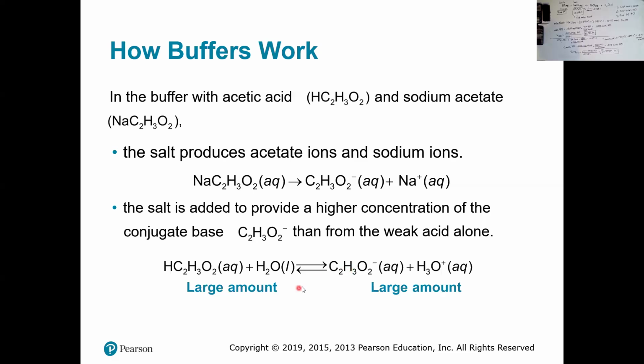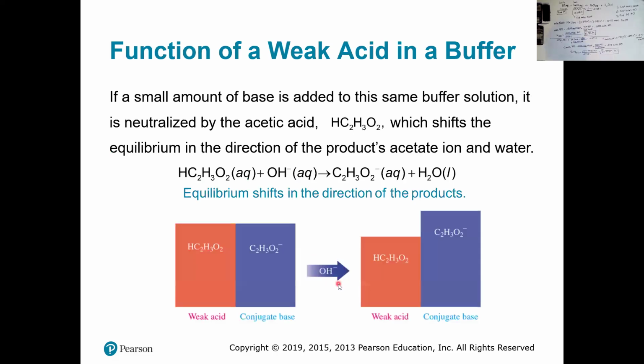And now if you add some strong base to the solution, your acetic acid will work on reacting with that strong base and making sure that the pH doesn't change. If you add a bunch of HCl to the solution, your acetate ion will work on reacting with the HCl and making sure that the pH doesn't change. Okay, so that's how your buffer is going to work.